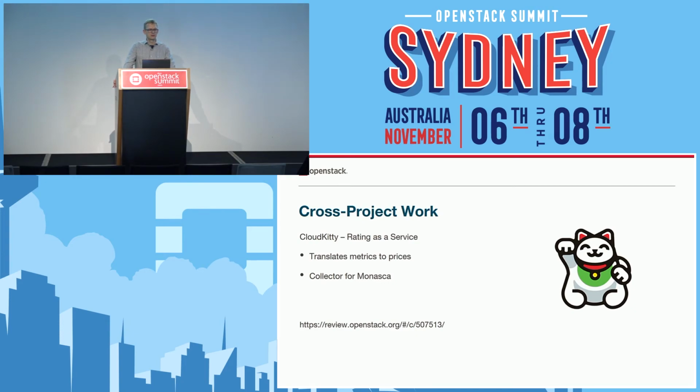And initially, CloudKitty has collected data from Ceilometer and then Gnocchi. In Queens release, they have added a collector for Monasca, so now you can query the measurements from Monasca to use it for billing in CloudKitty. The change is already implemented.